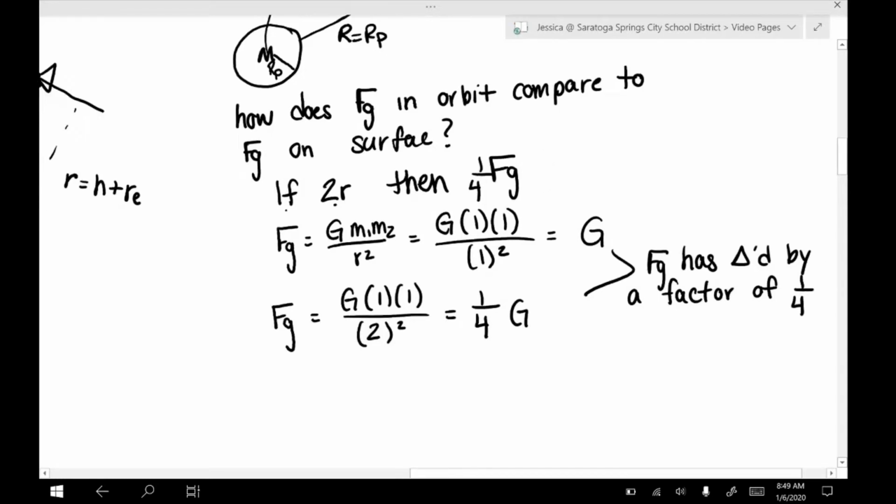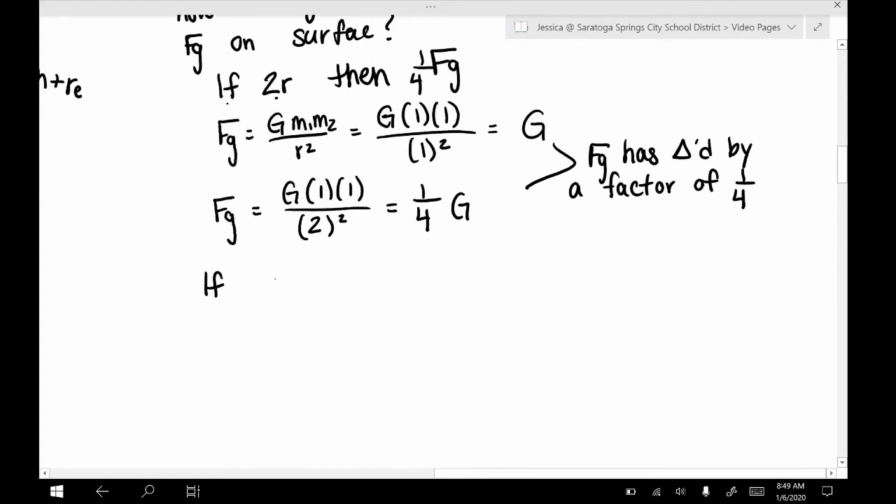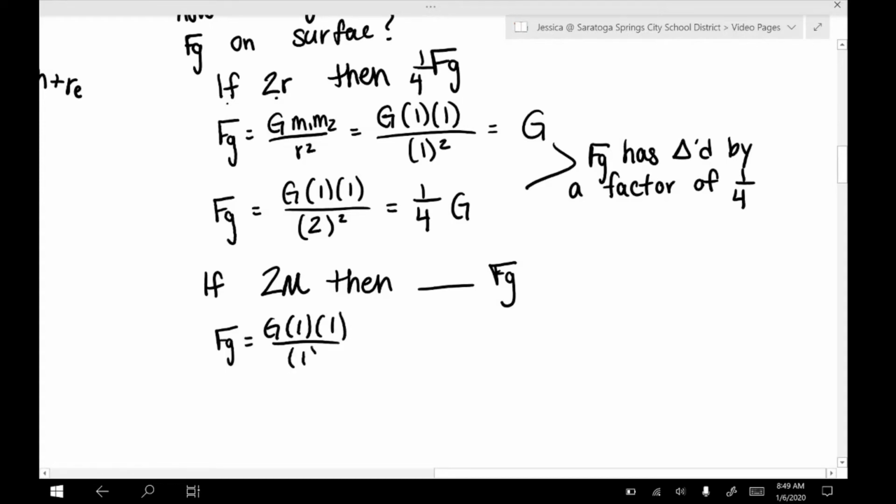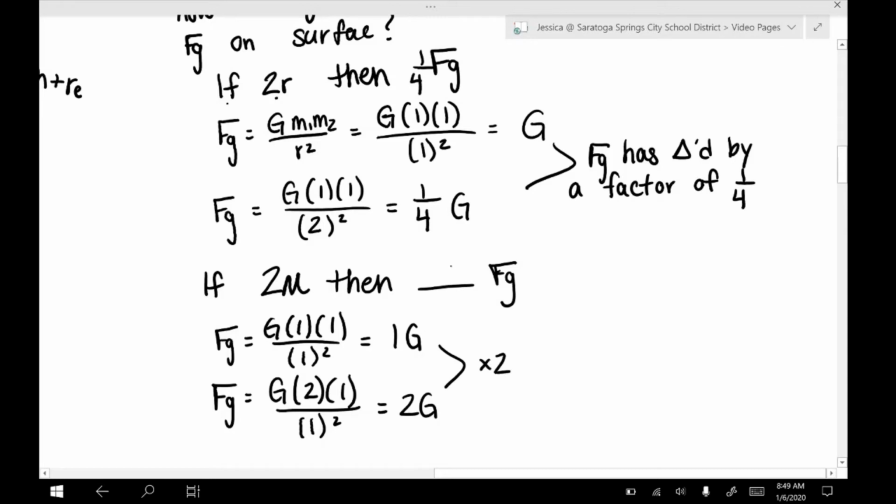Okay, you can do the same thing with masses. So if we double the mass of the planet, but then keep everything the same, then what happens to FG? Well, originally, everything gets a value of 1. So that gives me 1G. Then, if I double one of the masses, just one, that gives me 2G. So there's a factor of 2 change here, so that means I have doubled FG.